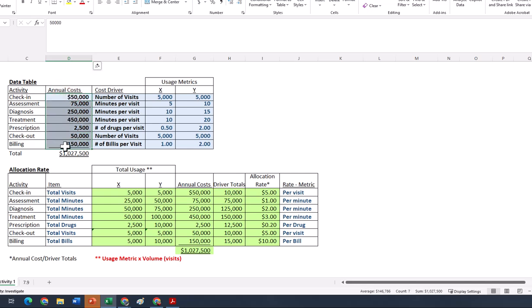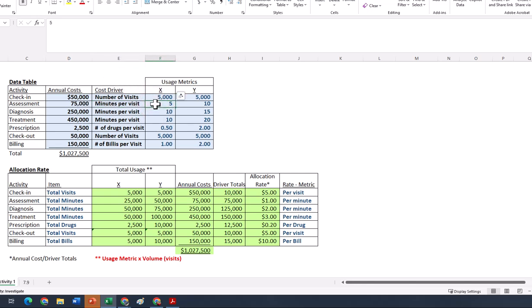We've defined our costs for all the activities. We know what these various activities cost because we have an accounting system that has categorized these costs in these various activities. And we've defined what the cost drivers are, how we want to allocate these costs. So check in, we're going to allocate it by the number of visits for each of these services, X and Y. Assessment, we're going to do minutes per visit.